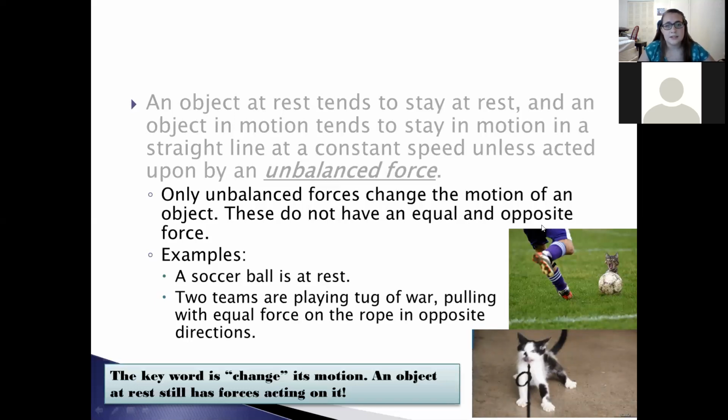Another example, two teams are playing tug of war, pulling with equal force on the rope in opposite directions. That would not have an unbalanced force unless one of the teams starts pulling harder than the other team. And if one of the teams starts pulling harder than the other team, then that would cause a change in the motion of the group, right? So the key word here is change its motion. An object that's at rest still has forces acting on it, right? We learned that in the pre-test thing. So we just want to look at if the motion is changing, and that will lead us to understand if there's an unbalanced force. All right.